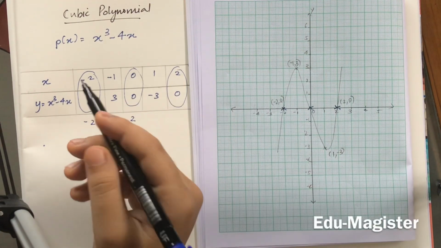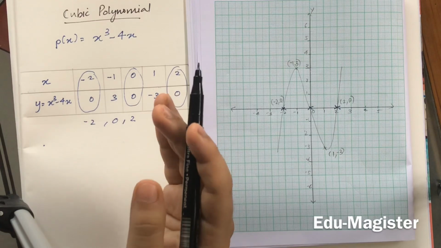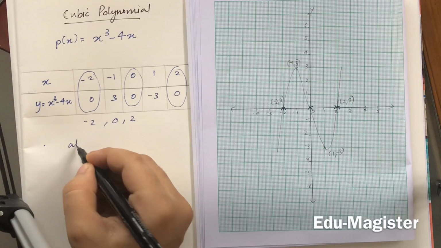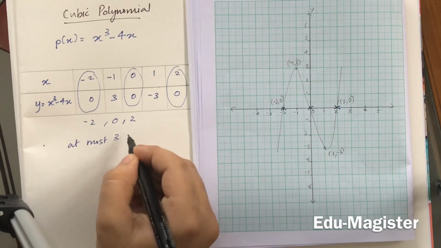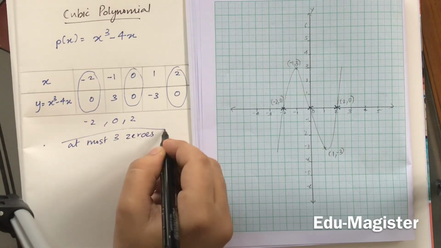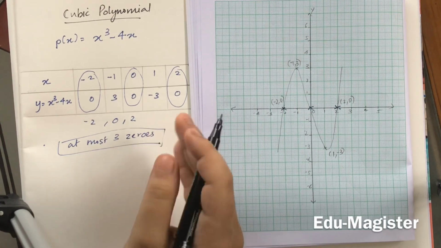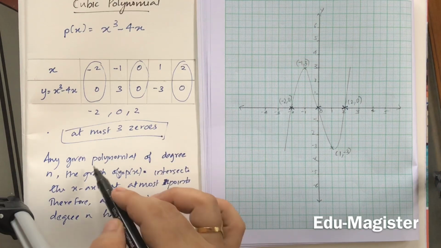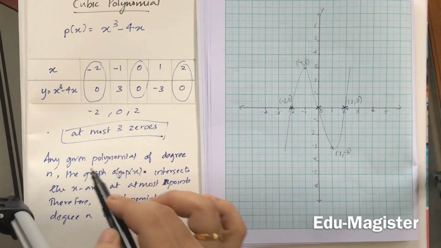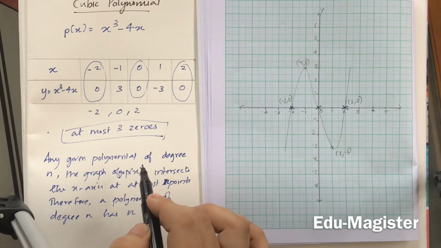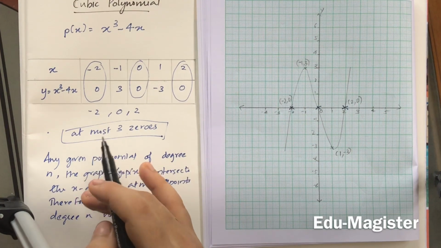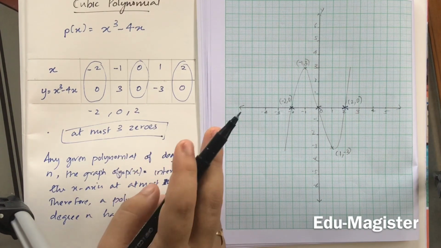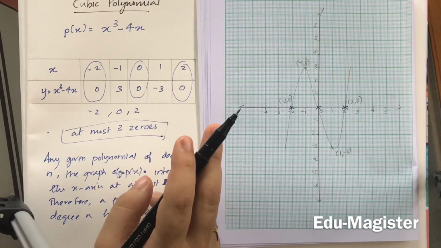Just like how you have seen in the case of a quadratic polynomial, for cubic polynomials also you can prove that there are at most 3 distinct zeros, okay? In general, you can say that for any given polynomial of degree n, the graph of the polynomial y is equal to p of x will intersect the x-axis at at most n points. That means the polynomial will have at most n zeros.